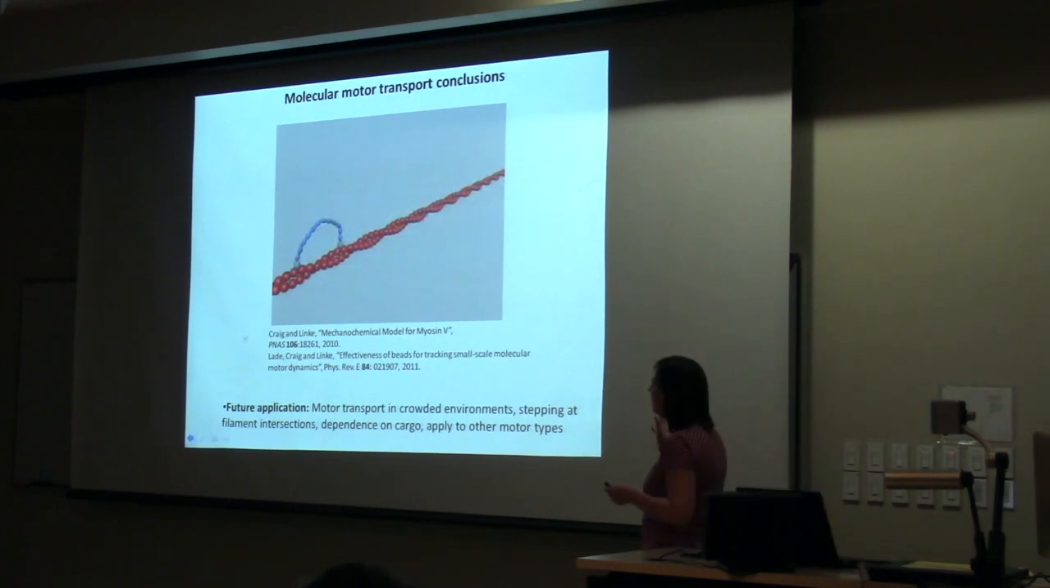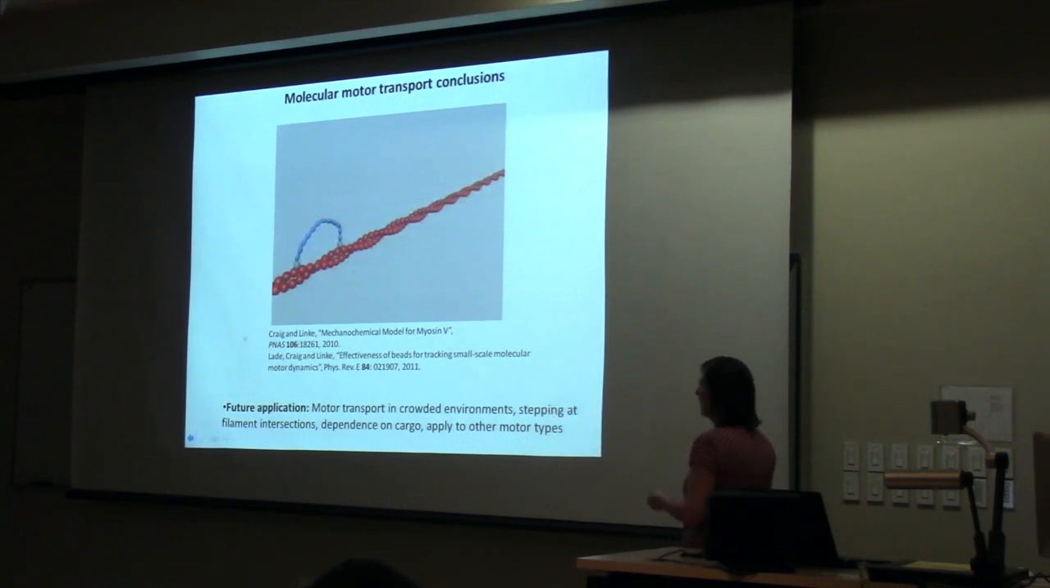So some future applications for this project could include extending this model to look at how motor transport works in more crowded environments like what we see in the cell. Or what about when the motor reaches a filament intersection? What determines whether it's going to keep going on its original path or take a turn, for example?